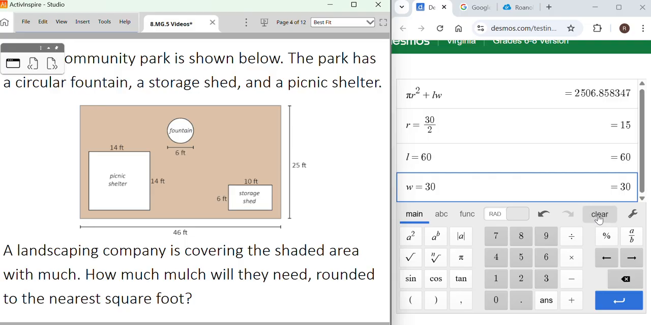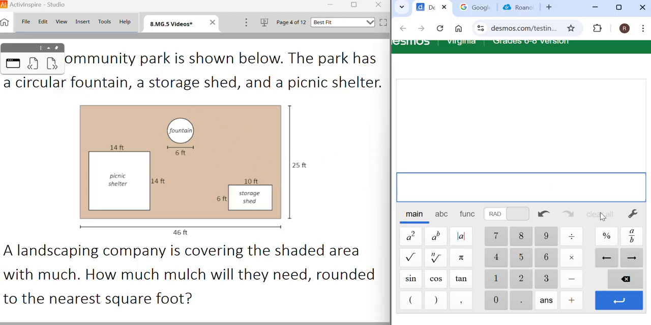Okay, we have a lot more going on in this picture, but these are stacked. So we're going to have to do some subtracting. I'm going to actually use Desmos as my scratch paper, so let's keep an eye on that. It says a community park is shown below. The park has a circular fountain, a storage shed, and a picnic shelter. A landscape company is covering the shaded area with mulch. How much mulch will they need? Round to the nearest square foot.